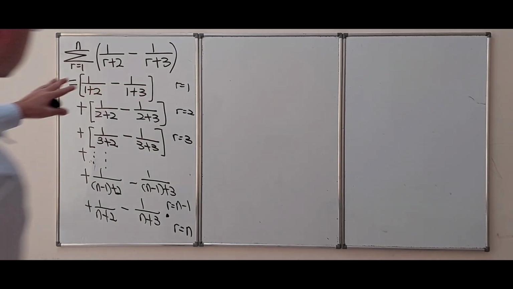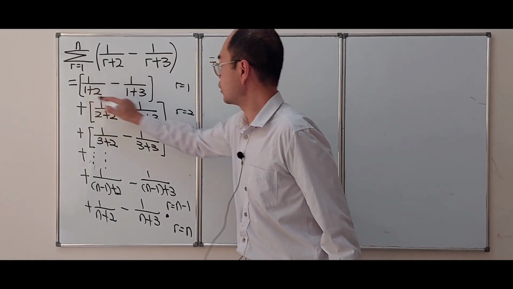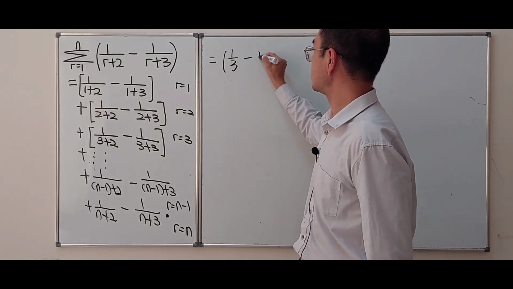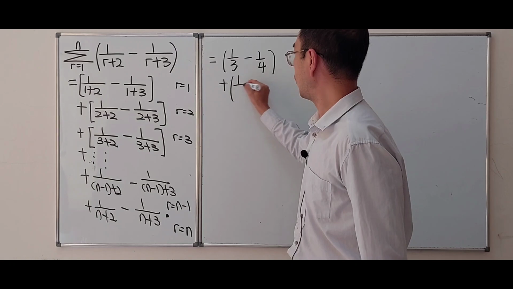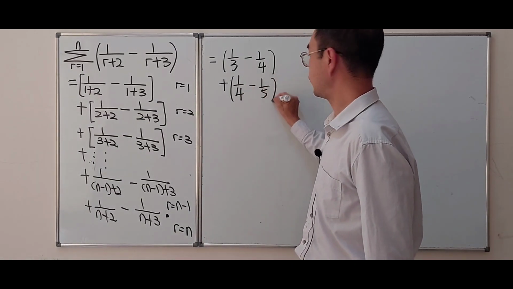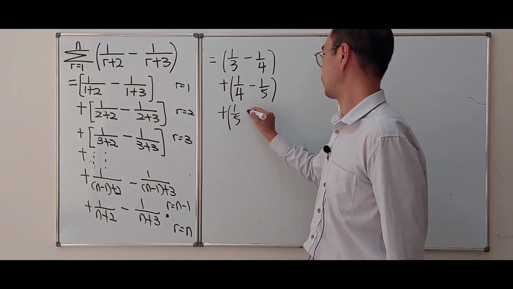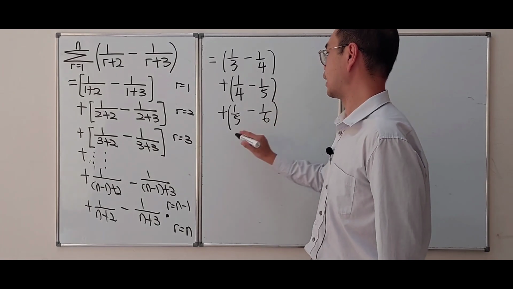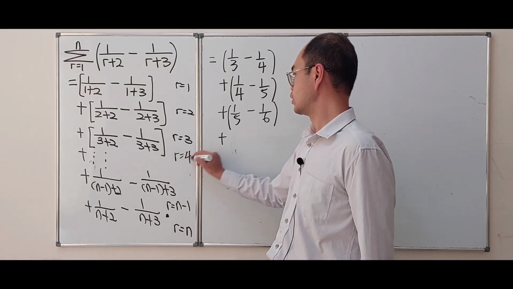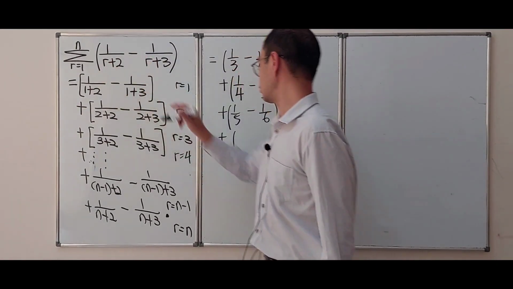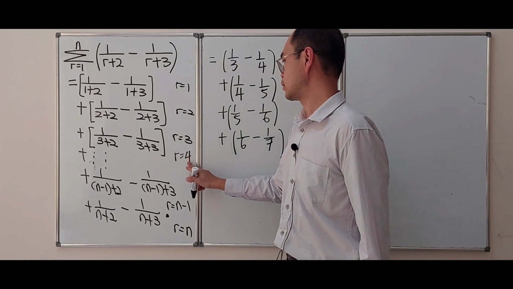So now I'm going to simplify this part. The whole thing equals 1 over 3 minus 1 over 4, and then add 1 over 4 minus 1 over 5. Keep on adding, and it will be 1 over 5 minus 1 over 6. If I add another term, r equals 4, here will be 1 over 4 plus 2, which is 1 over 6 minus 1 over 7, as 4 plus 3 is 7.